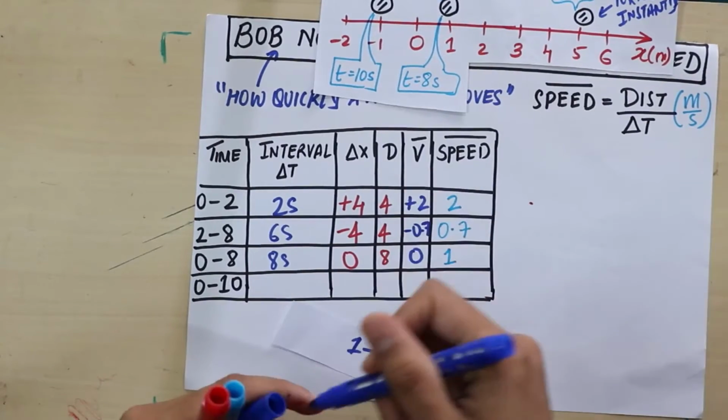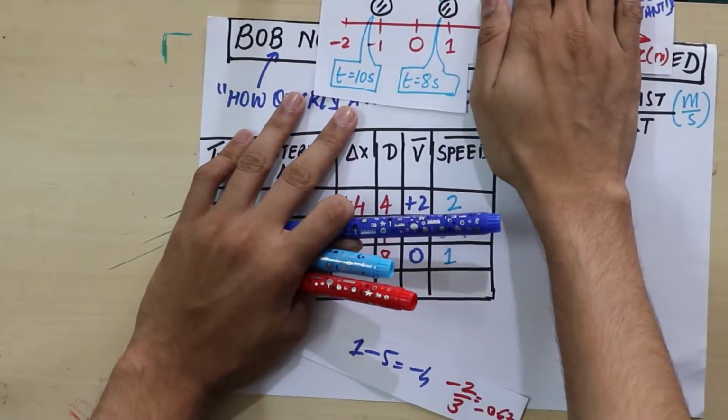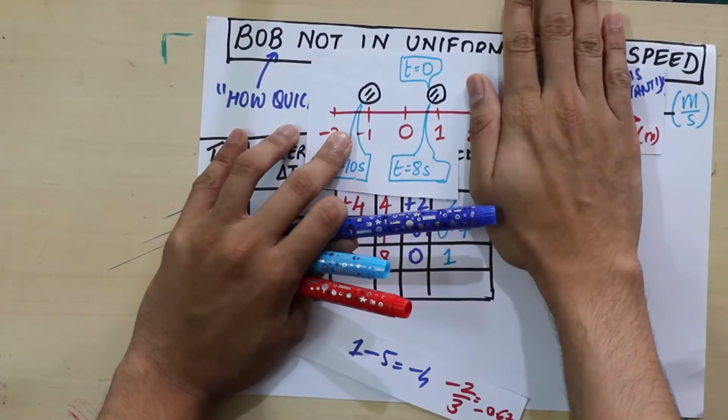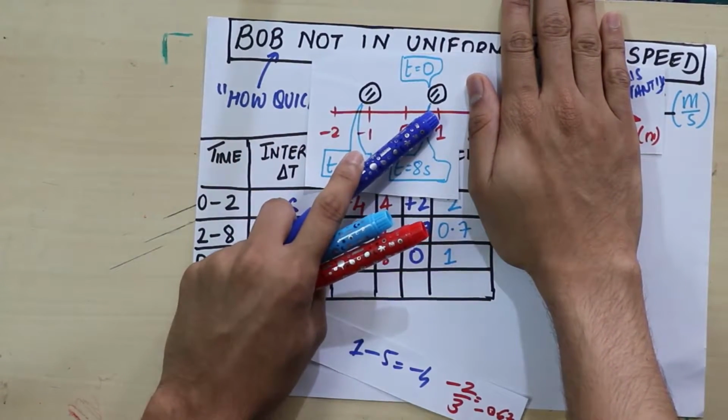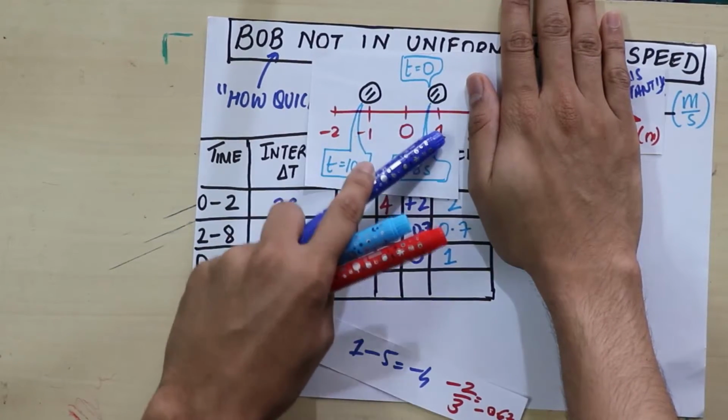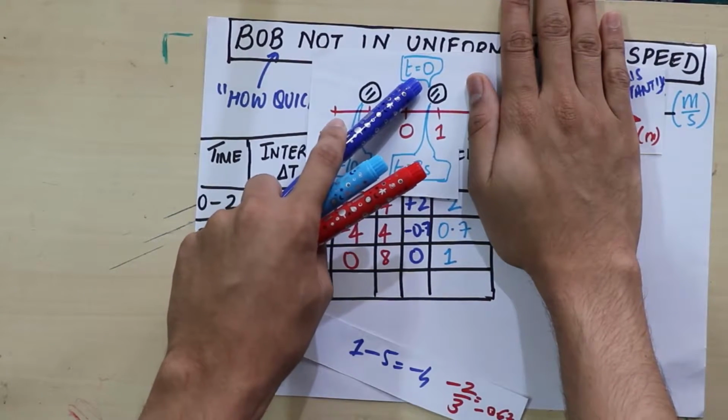Calculating average velocity is easy. Think about it, even if I hadn't given you any information over here, you would still know that average velocity from 0 to 8 seconds is 0, because you don't care about how much motion he has had. All you care about is the initial and the final position, and that's the same, and delta x is 0.